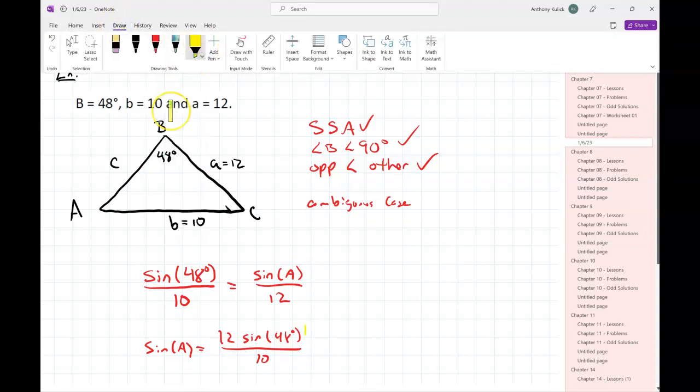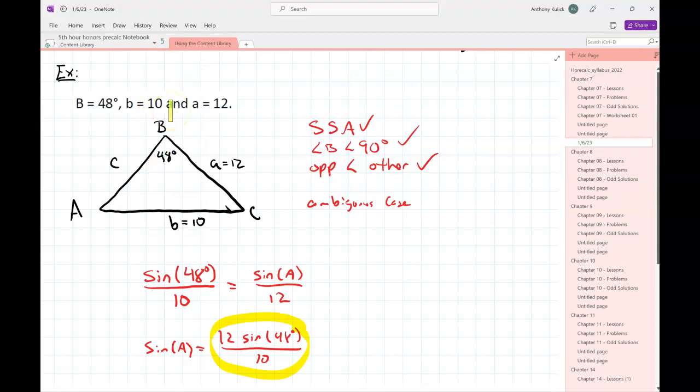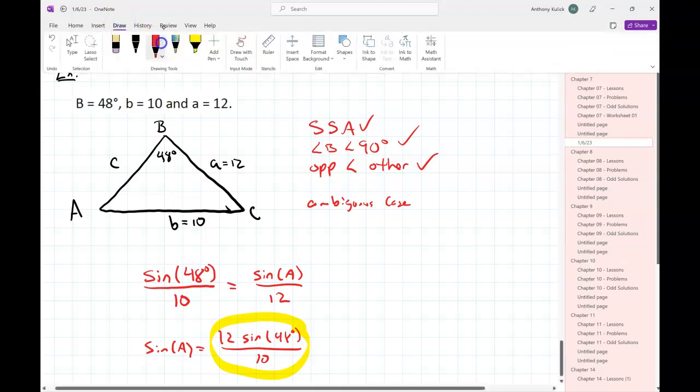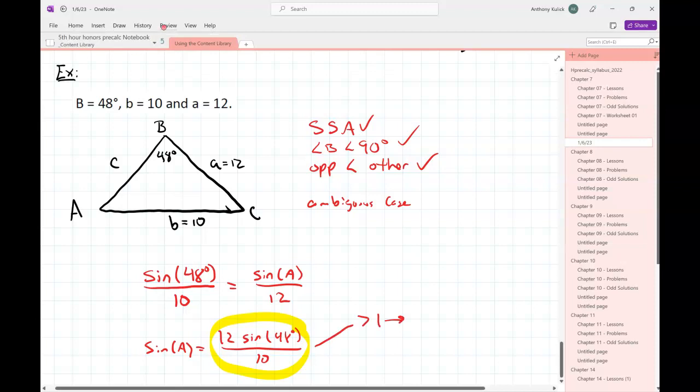And this number is going to tell me what's going on. So let's think back a little bit about what we know about sine of an angle. Let's go back to first semester. What's the largest possible value that sine can give us? 1. So if this number is greater than 1, that means something impossible is happening and no triangle can be formed.